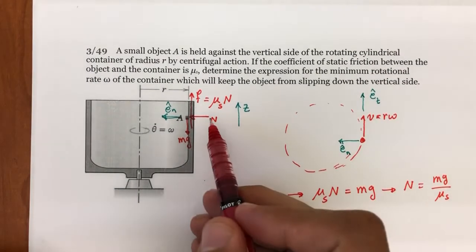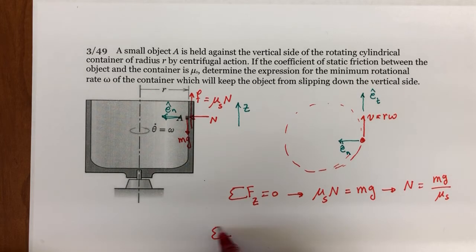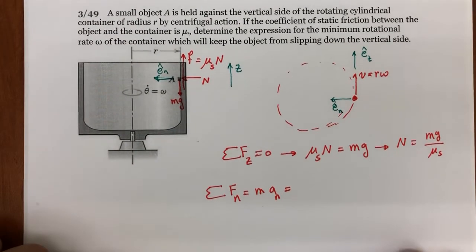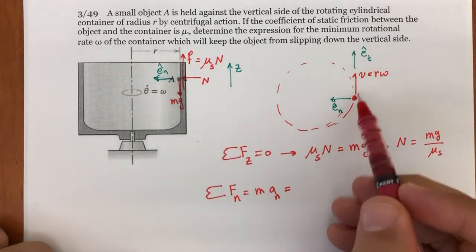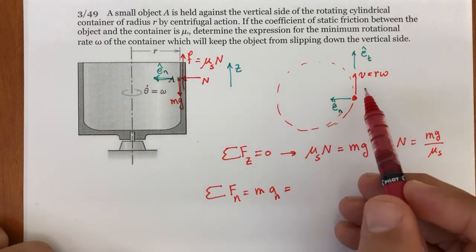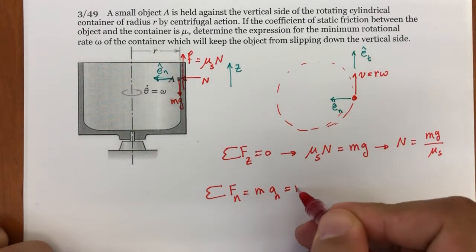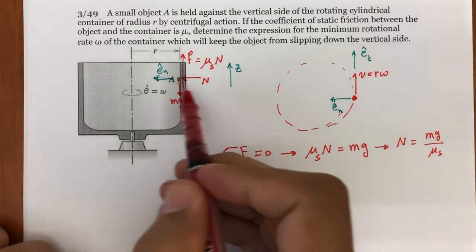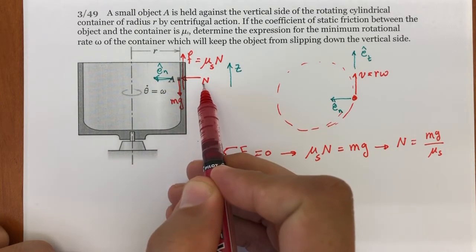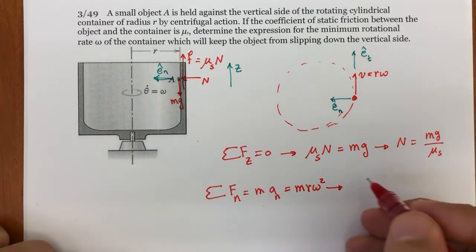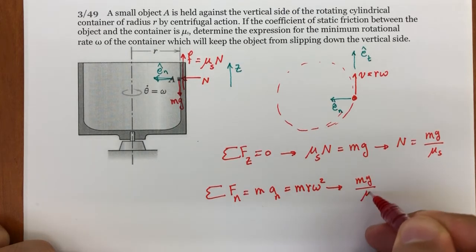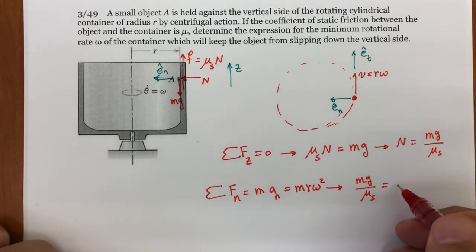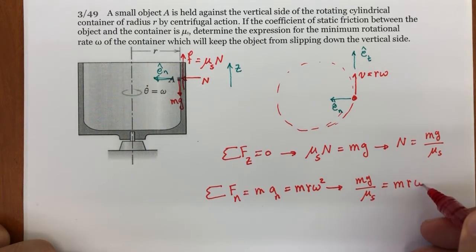And now in the normal direction, the sum of the forces in the normal direction is equal to mass times acceleration in the normal direction. And if you remember from the previous video, acceleration in the normal direction is velocity squared divided by r, or r times omega squared. So this is going to be equal to m r omega squared. In the normal direction, the only force we have is the normal force. And the normal force is equal to mg divided by mu s. So it must be equal to m times r times omega squared.